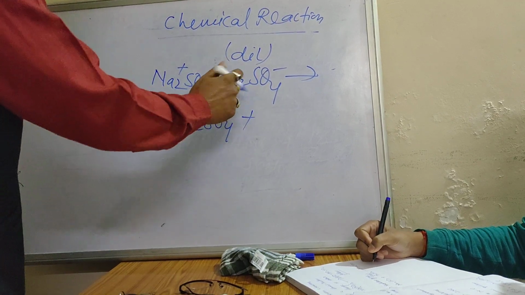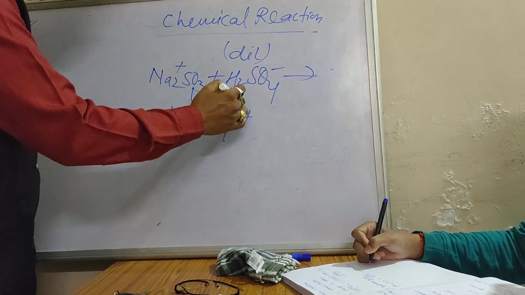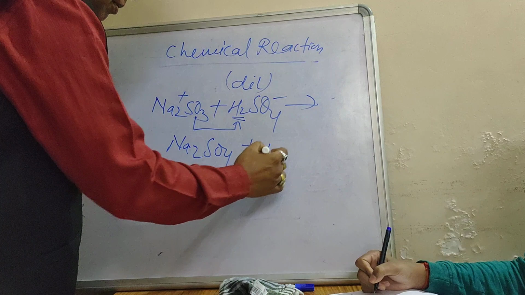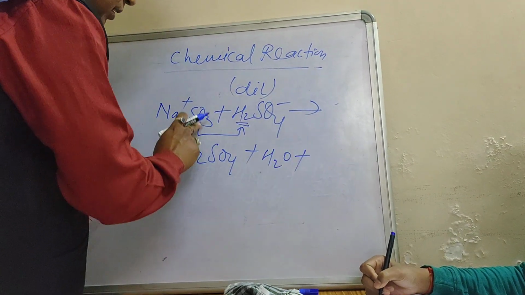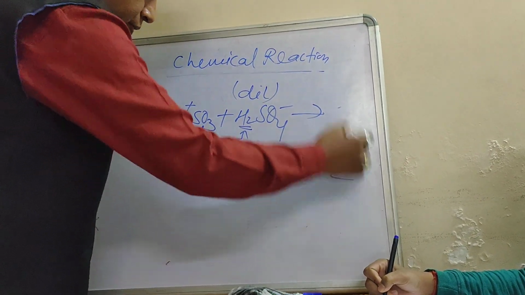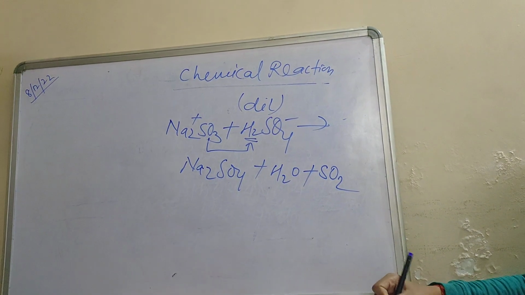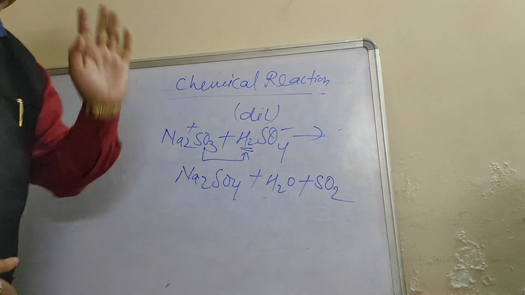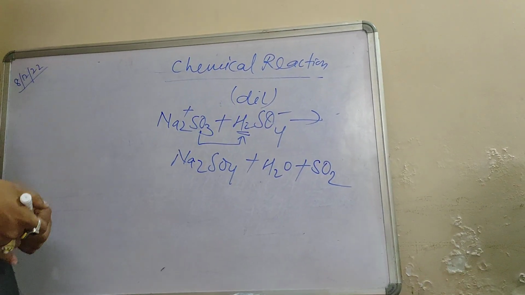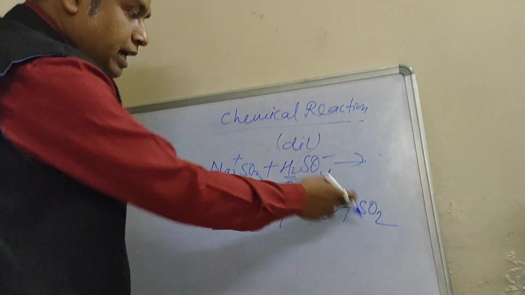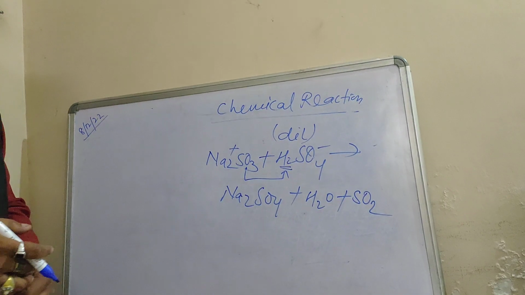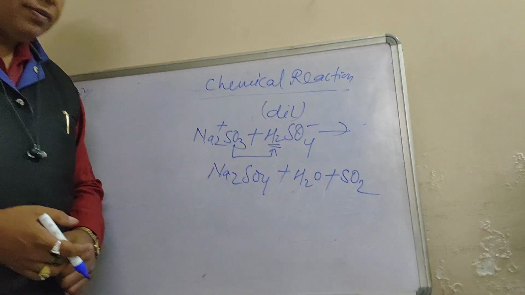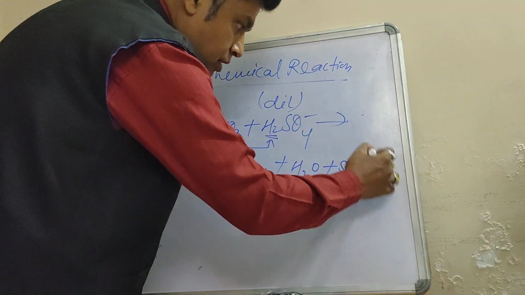Along with that, what else do you have? Hydrogen is remaining. Let us take one oxygen from here. It will become H2O plus SO2. Is this balanced? Yes, everything is balanced here. Whenever a gas is evolved, you can see in this reaction a gas is evolved. And what is this gas? SO2, sulfur dioxide. So you have to give an arrow position at the top.